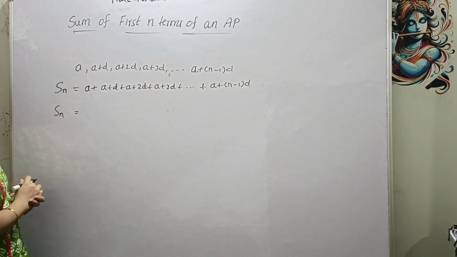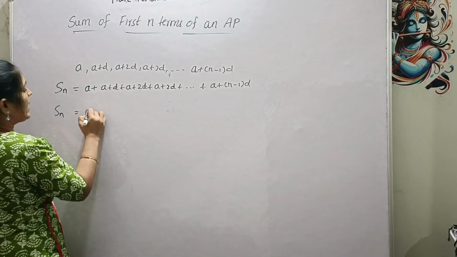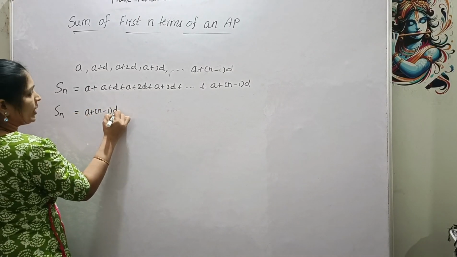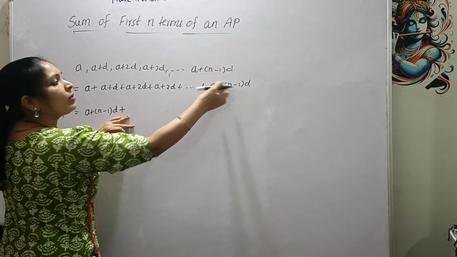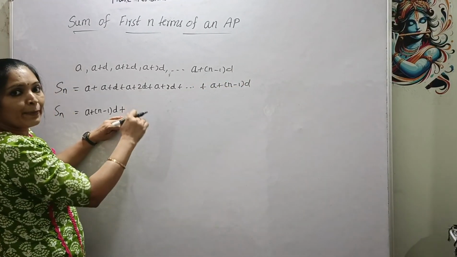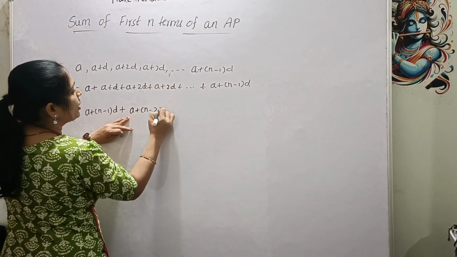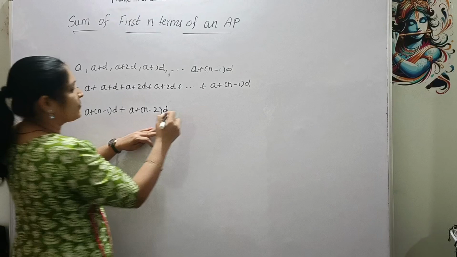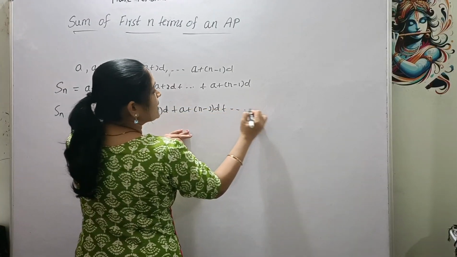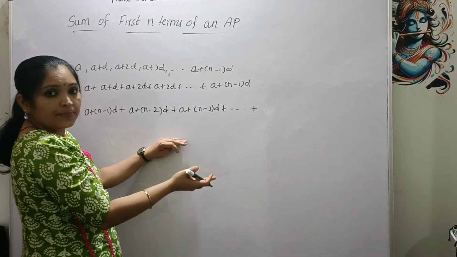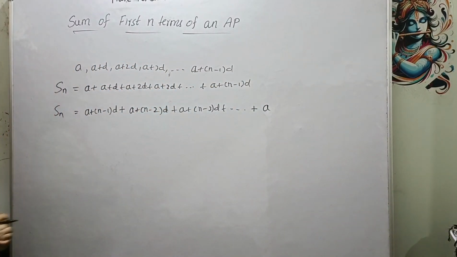So Sn is equal to, we will write it in reverse order, that is, a plus (n minus 1) into d, plus the next term. What is the term before a plus (n minus 1) into d? It is a plus (n minus 2) into d, right? The next term is a plus (n minus 3) into d, okay? Plus etc., plus, what is the last term? a, right? Plus a.